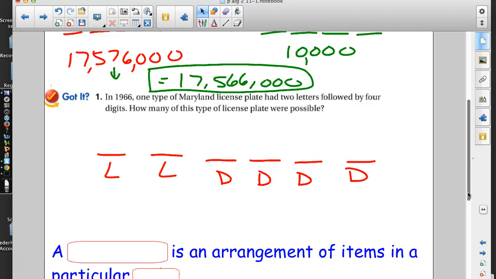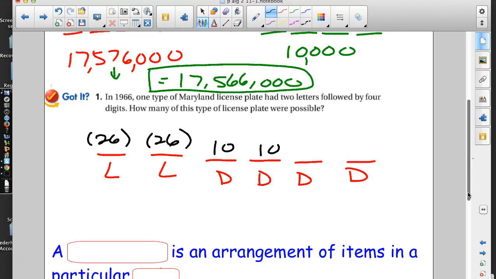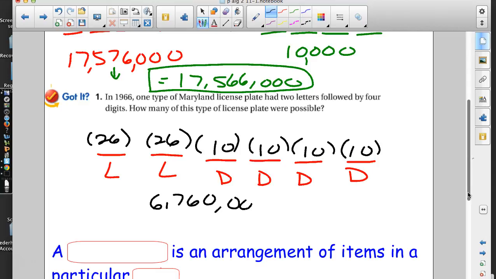Much trouble with this. We've got the 26 letters. And then our 10 digits. And that gives us 6,760,000 different license plates. Now, if you're thinking that's a lot of license plates, are there even that many people that they would need that many license plates?